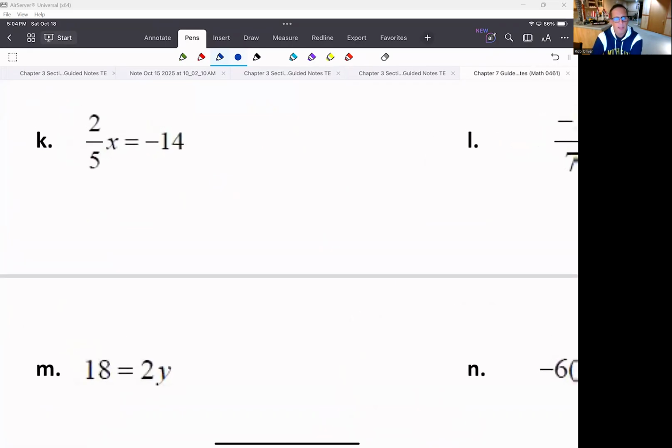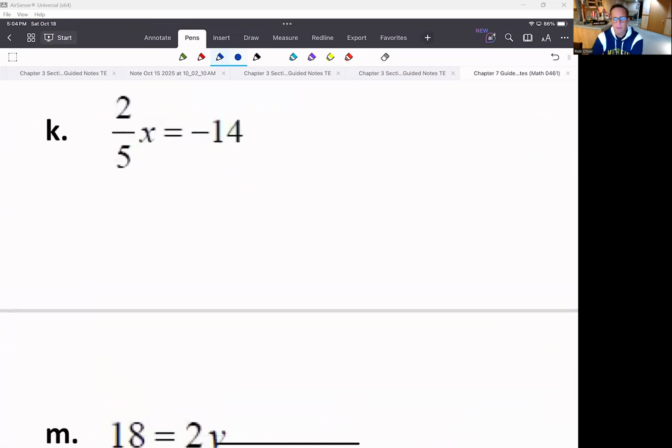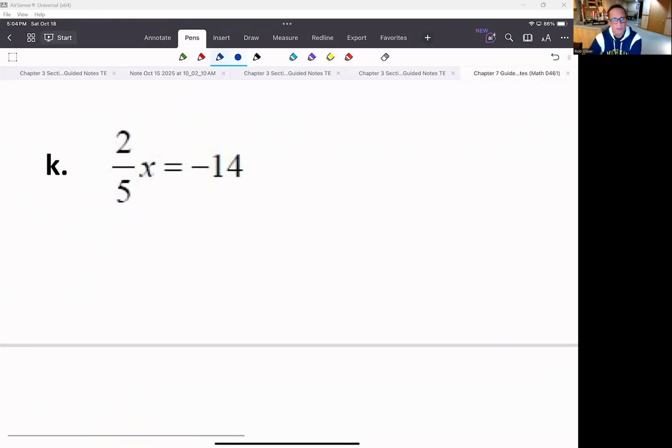All right, for example K right here, we got 2/5 x. Now the thing that I always like to tell people to do, and I can't remember if I said this in the last video, but whenever there's a fraction next to a variable, I always say when there's a fraction next to a letter, you should flip the fraction, so 5 over 2, all right?